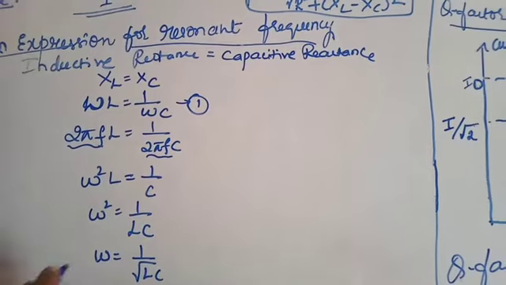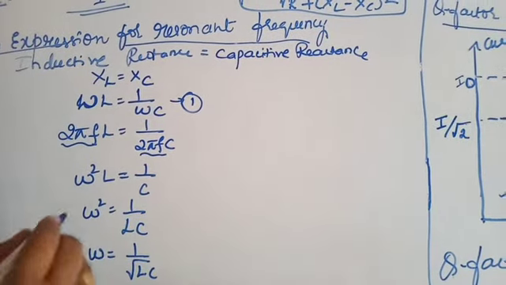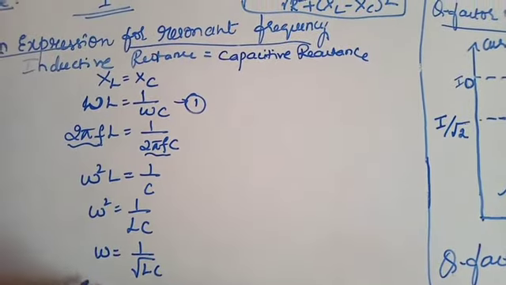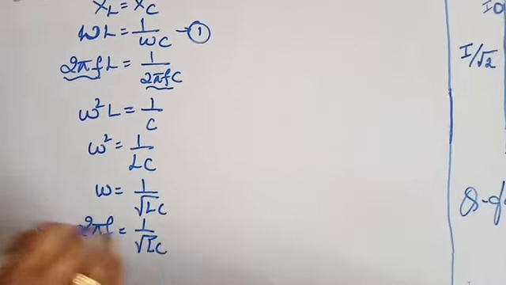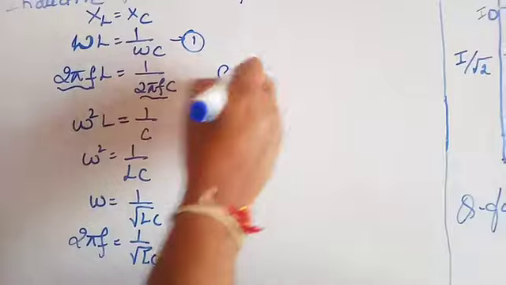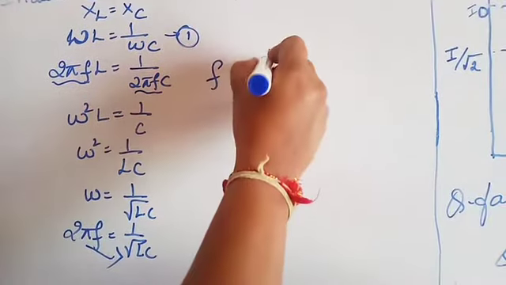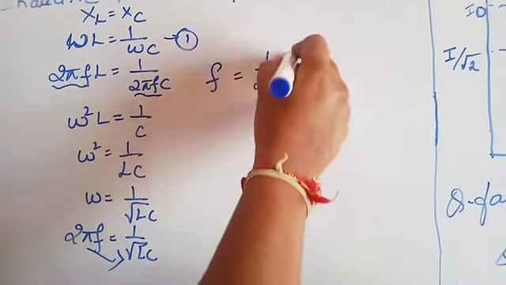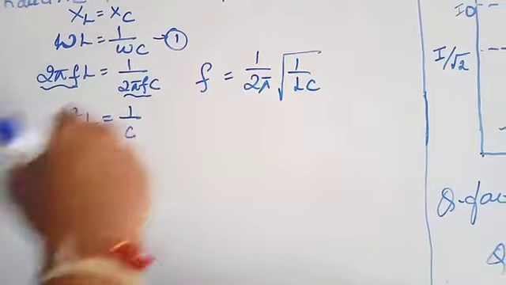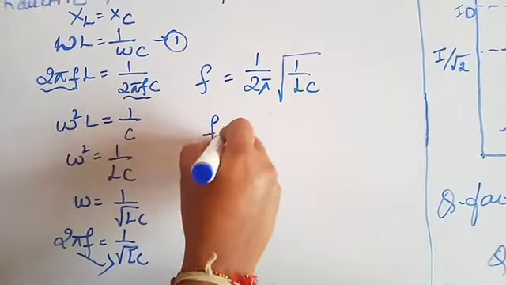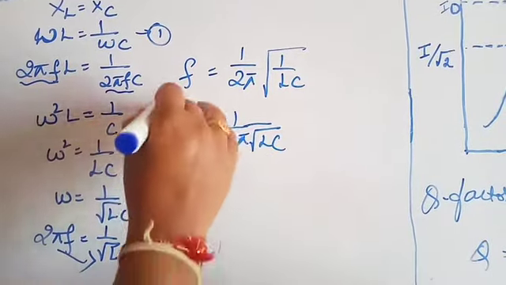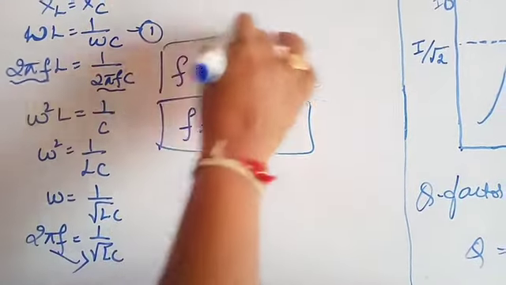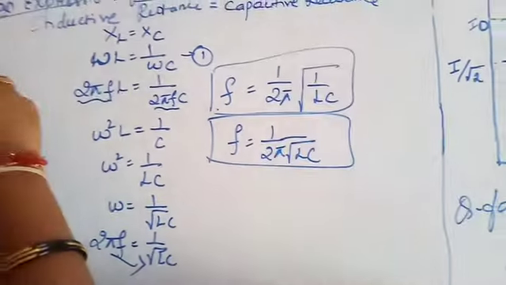Here I have written omega as 2 pi f, so 2 pi f is equal to 1 by root LC. So f is equal to, taking this to the other side, 1 by 2 pi into root of 1 by LC, or f is equal to 1 by 2 pi into root of LC. We can write it either way. So both the equations are right. This is asked as a 2 marks question.